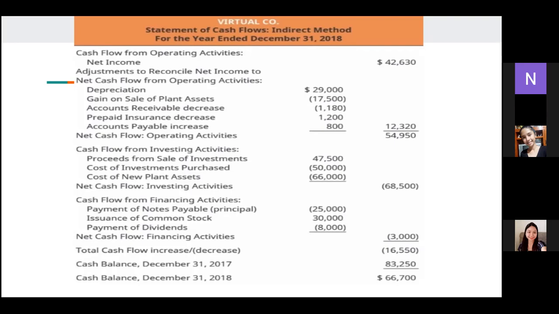Ayun nga, meron tayong cash balance na in the year 2017 kanina na 83,250. So, our cash balance now in the year 2018 is 66,700.